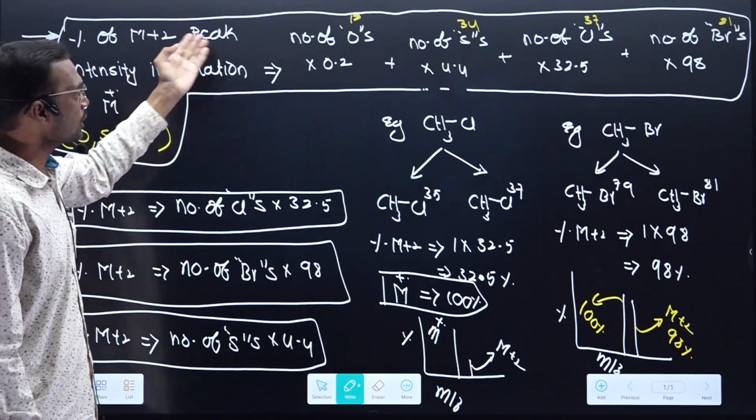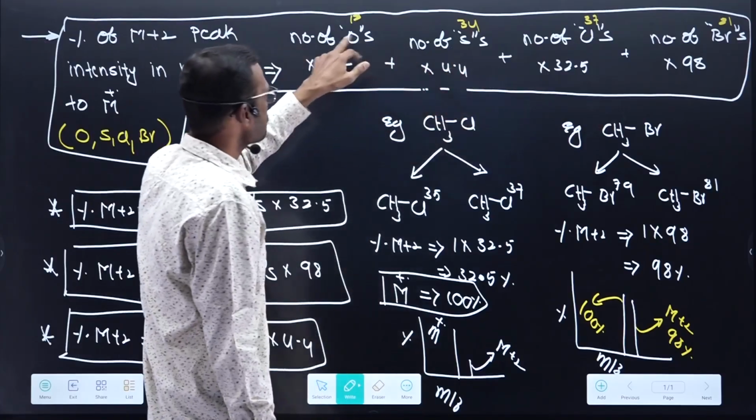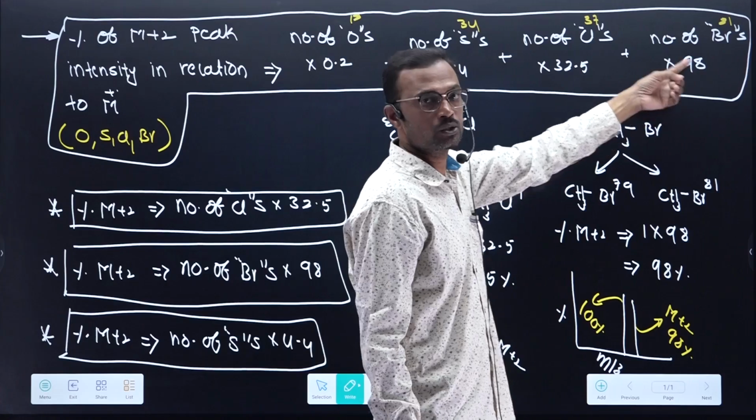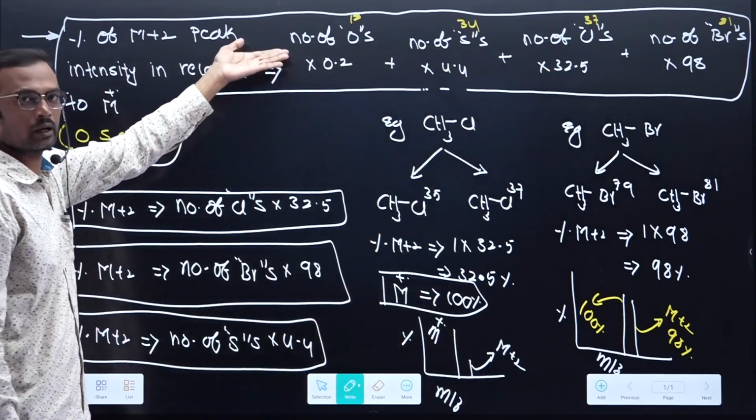If M plus 2 comes, think about only oxygen, sulfur, chlorine and bromine. Almost all of this contribution is very weak and very small compared to this one. See 32 and here 98. So that's why we can ignore this. Sometimes even if this is present, you just add this and you can calculate.